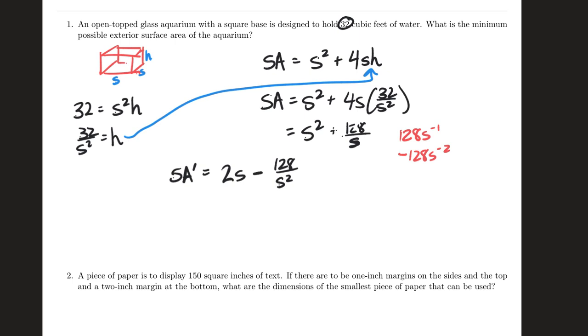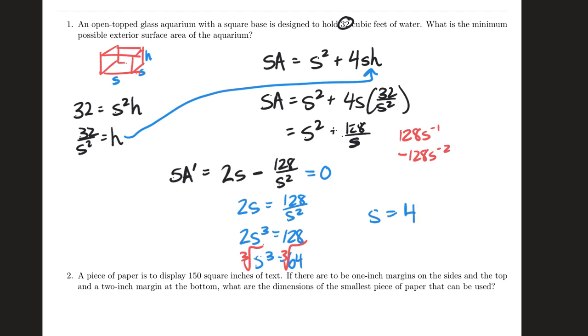And now I want to find, again, the critical point, so this is equal to 0. And so when I solve this, add this to the other side, multiply both sides by s squared to get rid of the fraction, divide by 2, and then take the cube root of both sides to figure out my side. S is the cube root of 64, which is 4.